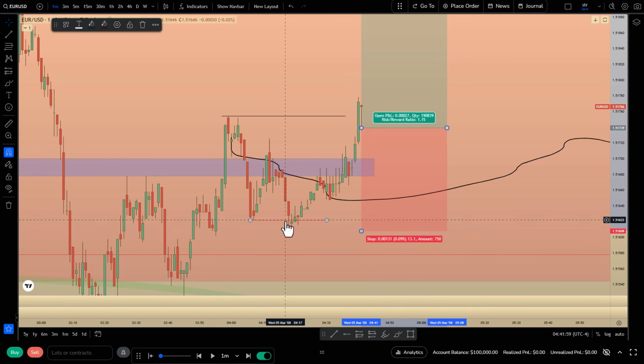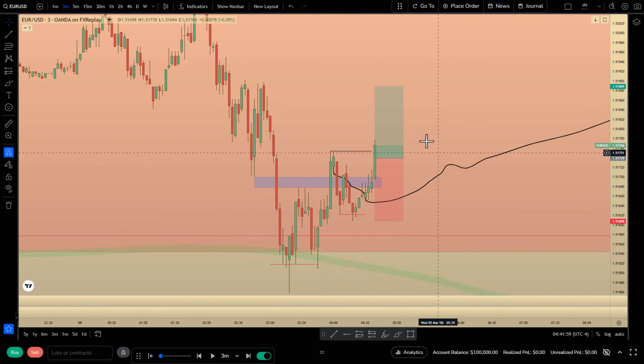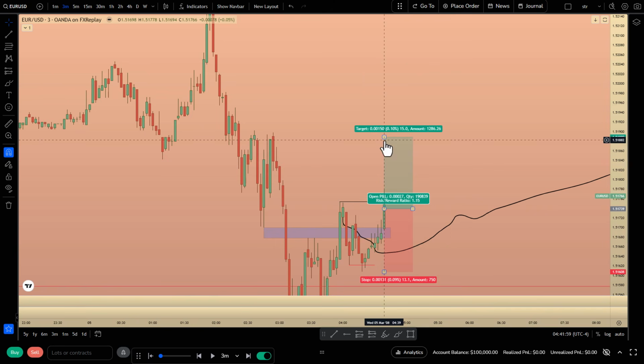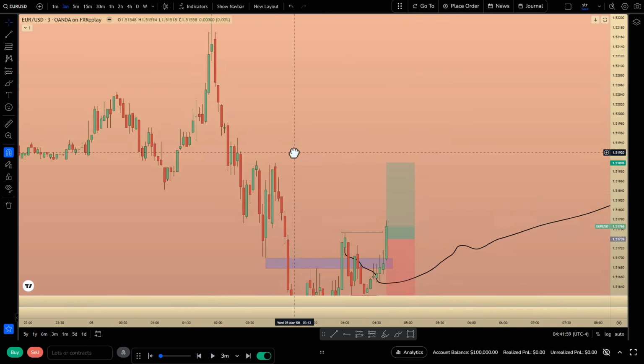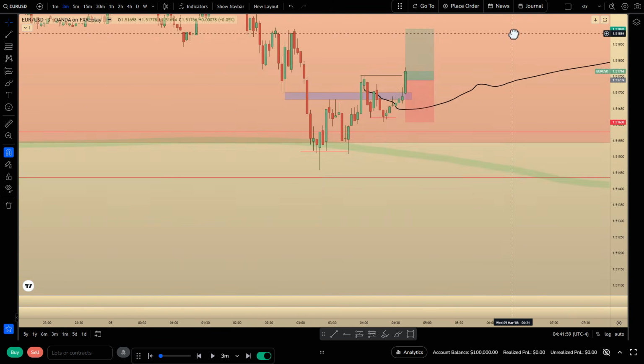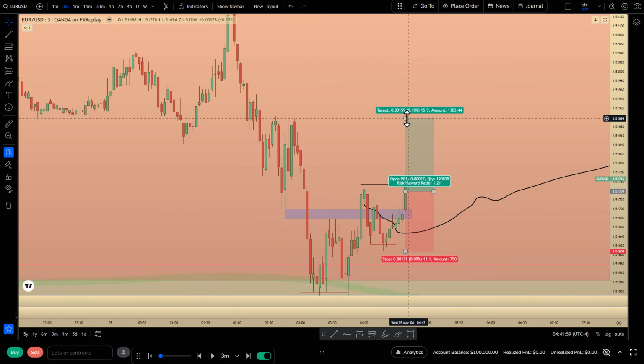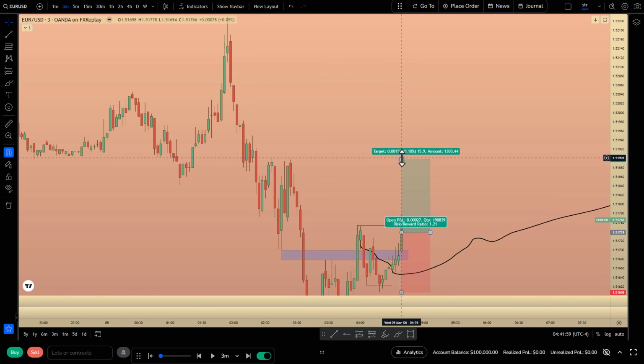I'm gonna put my stop loss on here. And let's target, this is a pretty conservative target because we are at the bottom of the range and we might have a nice push. I'm gonna target this imbalance, alright?